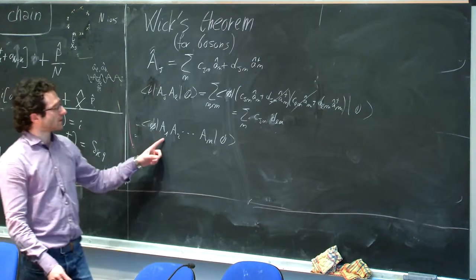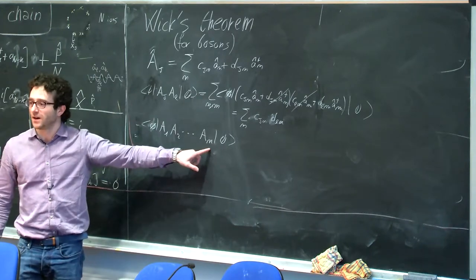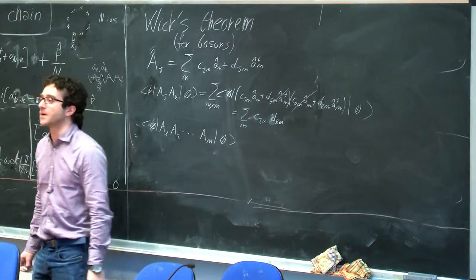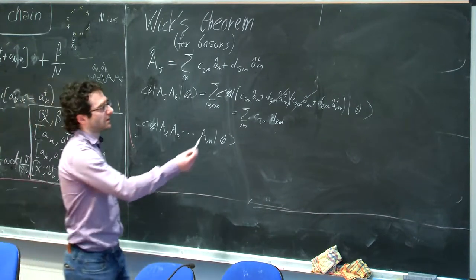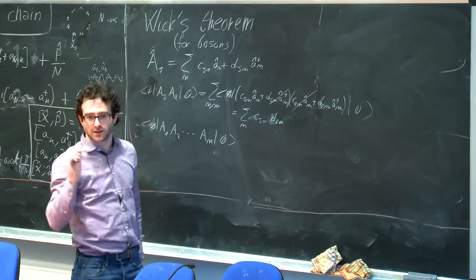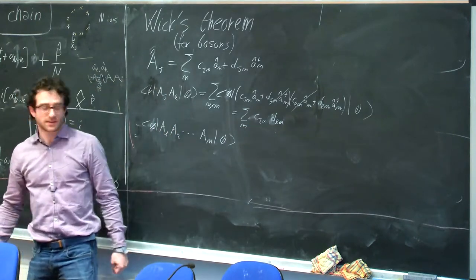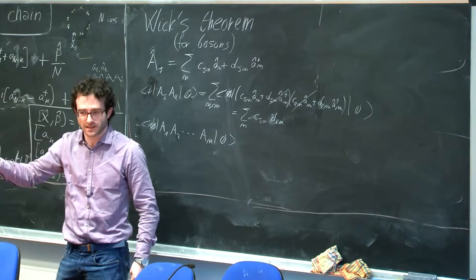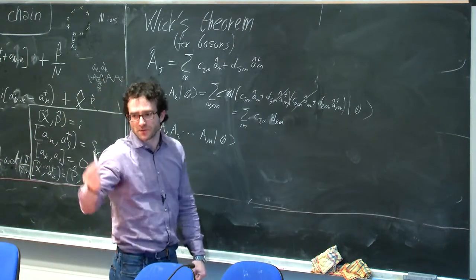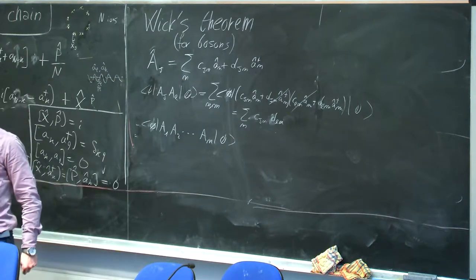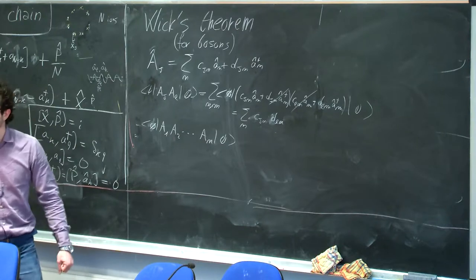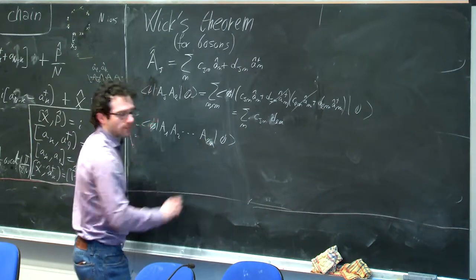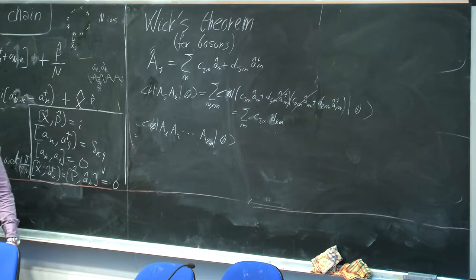First of all, let's assume that I have an odd number of operators here. Then this will become equal to zero. Why? Because the only way to avoid that one operator goes to annihilate the vacuum is that it must encounter another operator, the dagger of itself. But if you have an odd number of operators, there will always be at least one operator that is unable to find its mate. And so this will be equal to zero. So the only way to make this differ from zero is that we have an even number of operators. Otherwise, this is equal to zero.